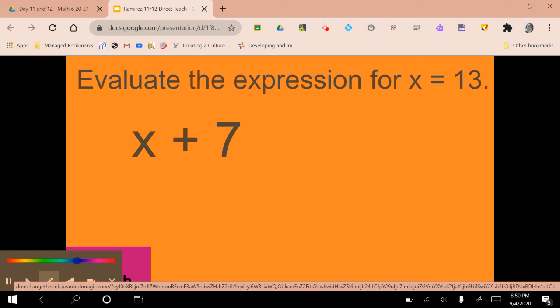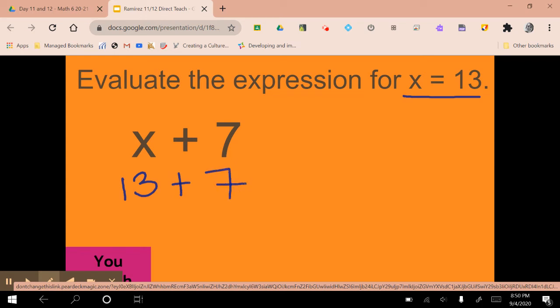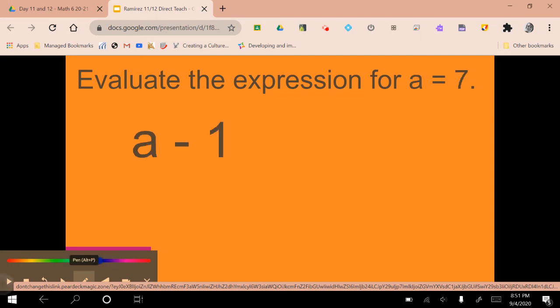Let's try another one. Evaluate the expression for x equals 13. We have x plus 7. We know that x is equal to 13, so we're going to rewrite that. 13 plus 7. 13 plus 7 is 20. So we evaluated and our answer is 20.